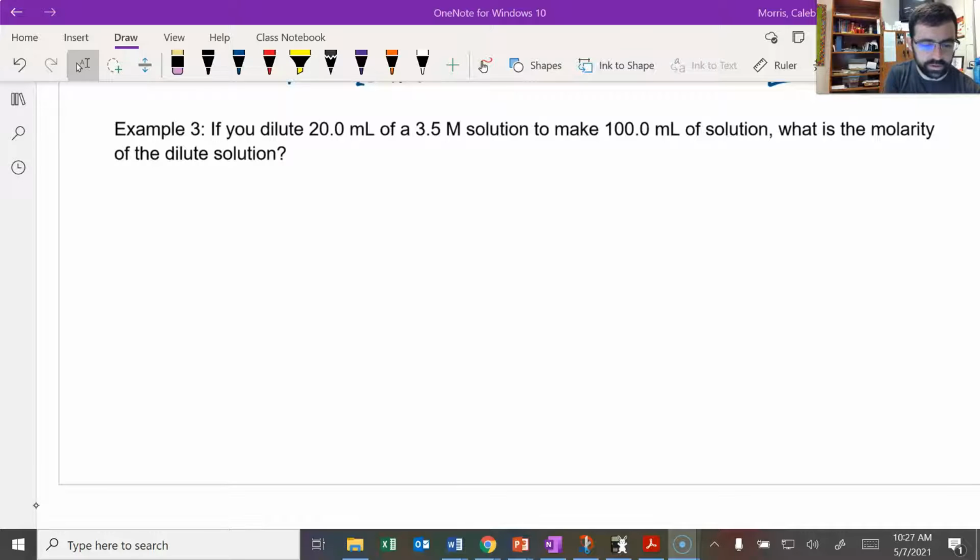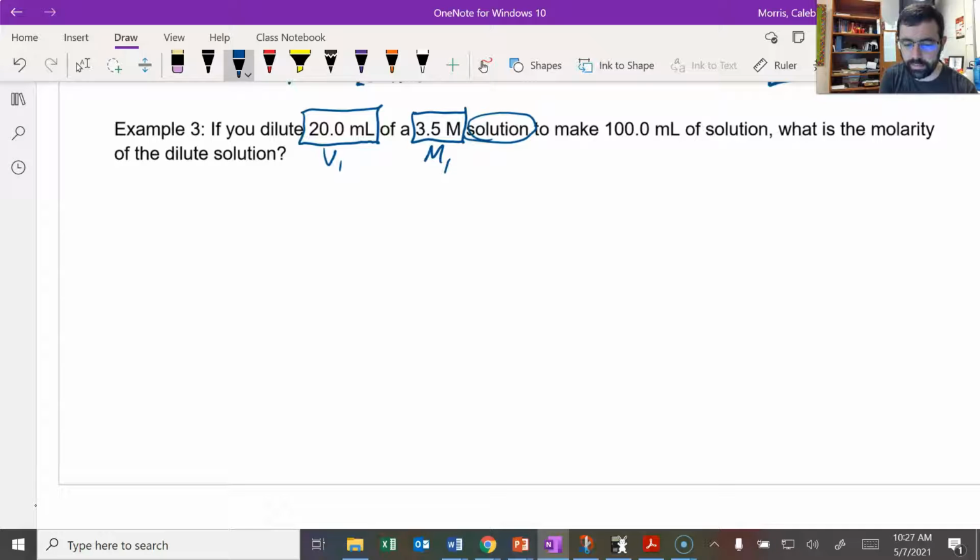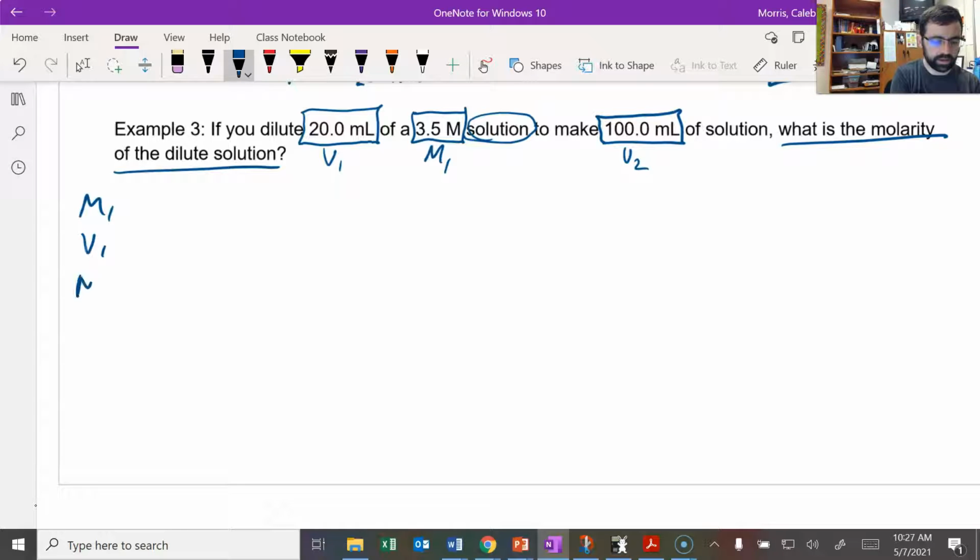If you dilute 20.0 milliliters of a 3.5 molar solution, so I start with V1, this is M1, and I'm going to make, this is going to be V2 because this is my final volume, it's what I'm making. What is the molarity of the dilute solution? So we just have M1, V1, M2, V2.